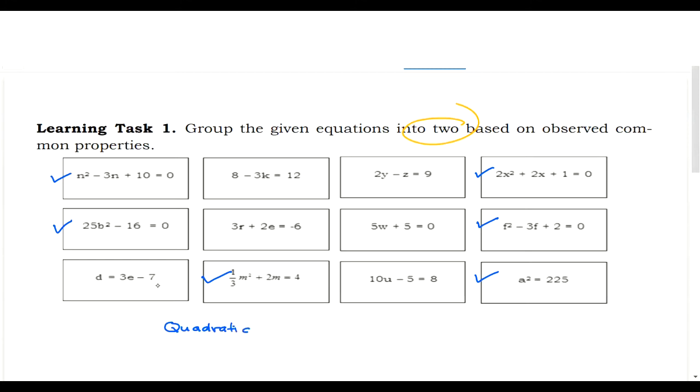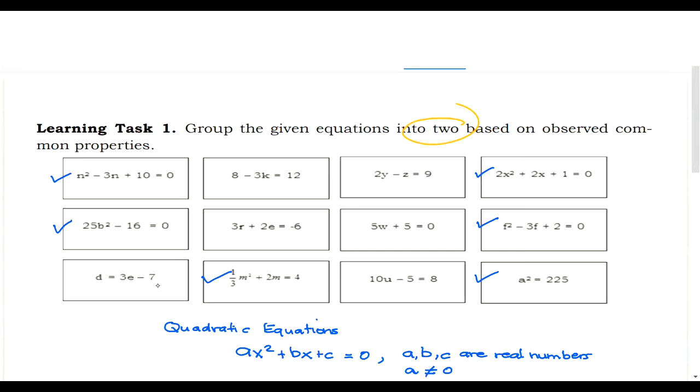Do you still recall the standard form of a quadratic equation? It is ax squared plus bx plus c equal to 0. Note that a, b, c are real numbers. So, kahit anong numbers sila. Basta yung a cannot be equal to 0. Kasi kapag ang a nag-0, hindi na siya quadratic.